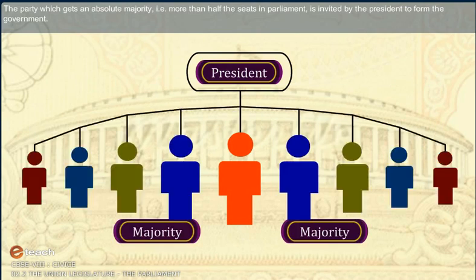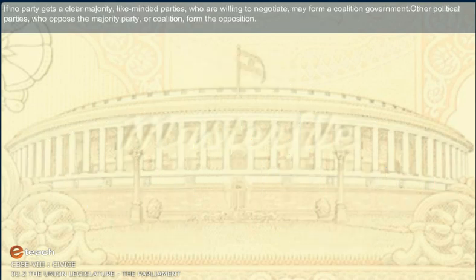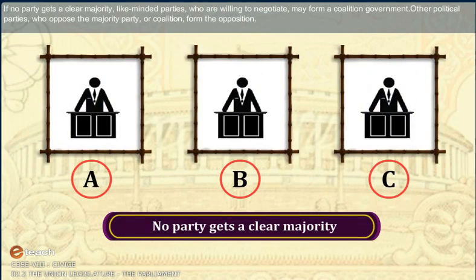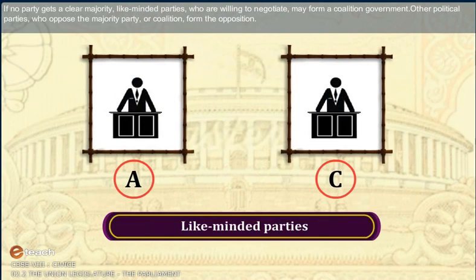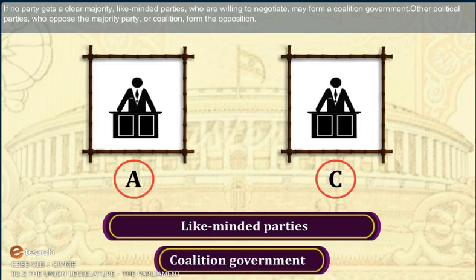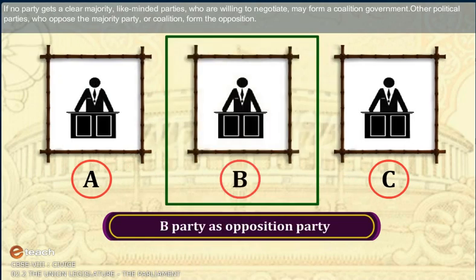The party which gets an absolute majority, that is, more than half the seats in Parliament, is invited by the President to form the government. If no party gets a clear majority, like-minded parties who are willing to negotiate may form a coalition government. Other political parties who oppose the majority party or coalition form the opposition.